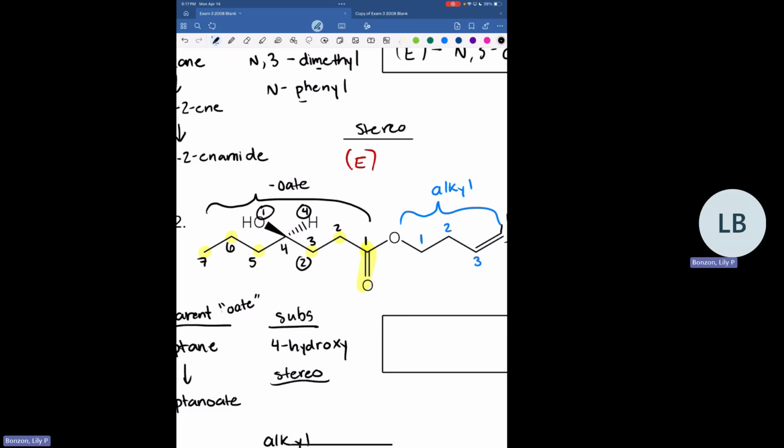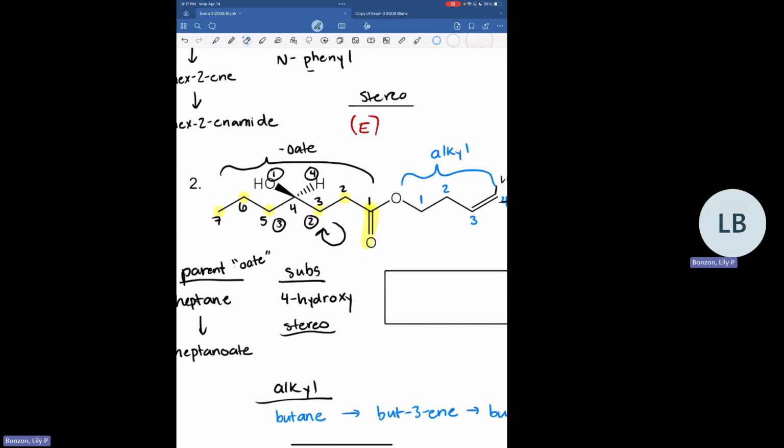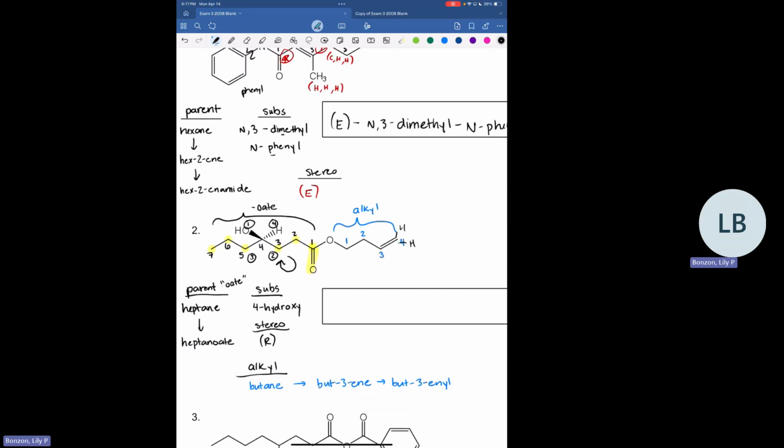So going towards the right is going to be my higher priority, and the left would be my lower priority. So if we do our number, we go 1 to 2 to 3. We get R as our stereo. Our lowest priority is on A dash, so we're good to go. We don't need to change that. And then again, we just have that one stereo center, so we don't need to put a number or anything like that.